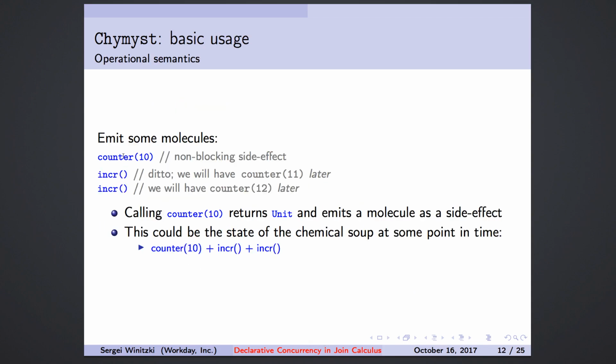So then we write it, we do it like this. This will be a non-blocking side effect of emitting a molecule counter with value 10. These are non-blocking side effects of emitting molecules increment with unit value. And then at some point, for example, the state of the soup could be that it has these 3 molecules. Later, immediately, it will start reacting, of course, to increment.